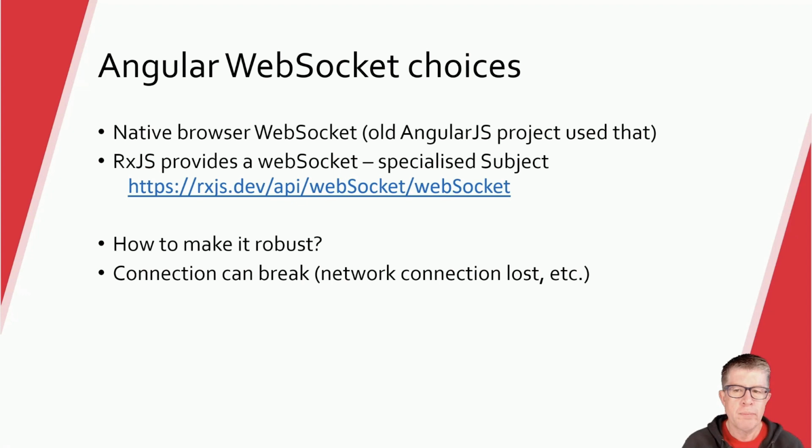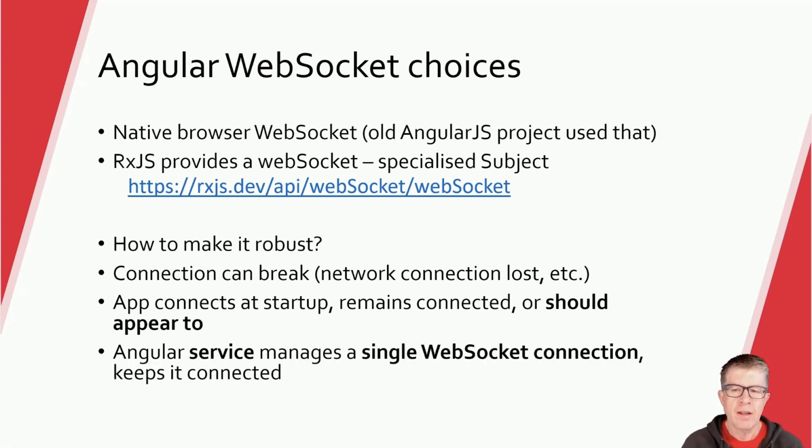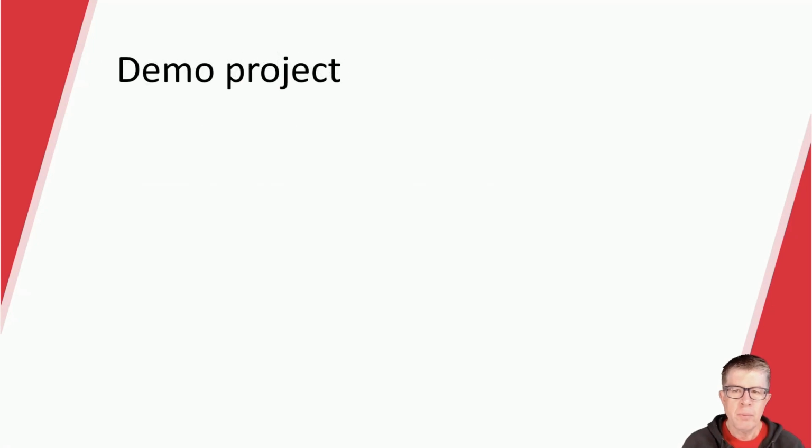So one thing with WebSockets is that they are always connected to the backend, so that connection can break if you lose your connection to the internet. So the app connects at the startup and it remains connected, or should appear to remain connected, to the WebSocket. I have an Angular service that manages a single WebSocket connection and then keeps it connected. So let's have a look at the demo project.